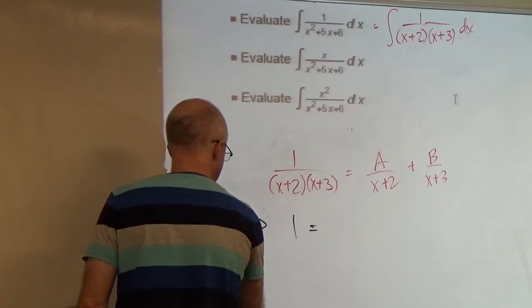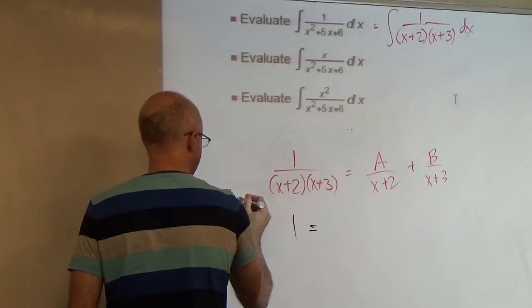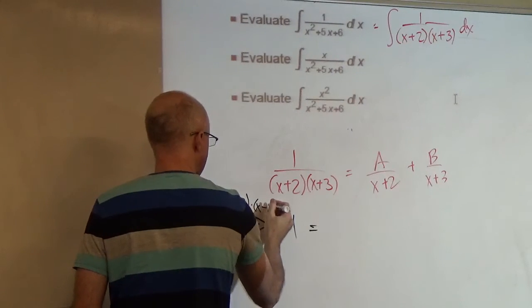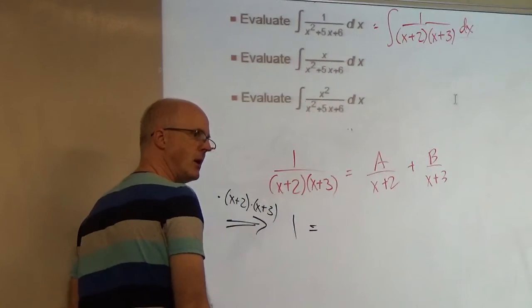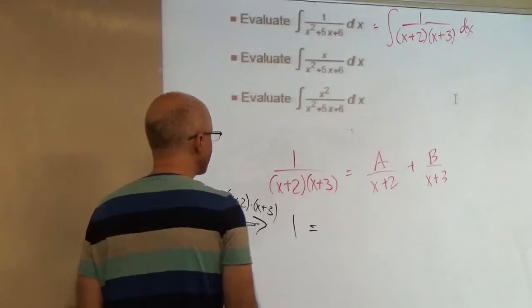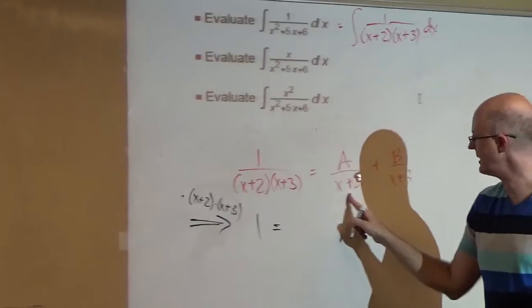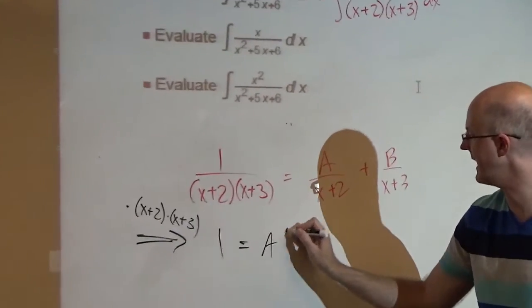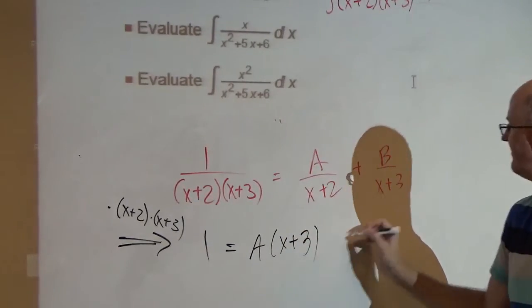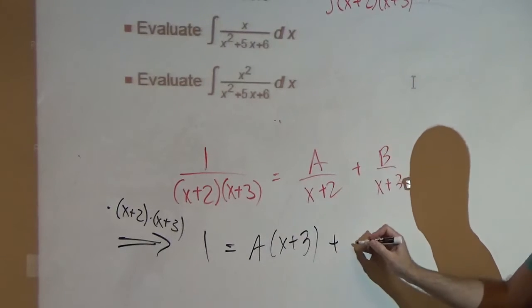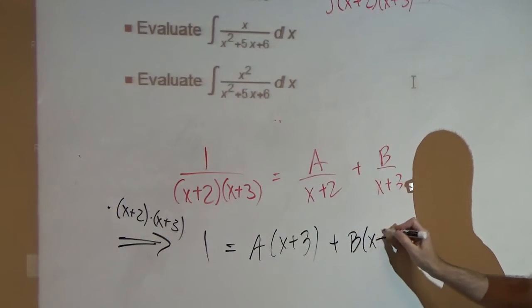Dot for multiply. Dot times x plus 2 times x plus 3. Dot being multiplied. Cancels completely on the left, partially canceling on the right. The x plus 2's cancel with that term, leaving you with an x plus 3. The x plus 3's cancel with that term, leaving you with an x plus 2.